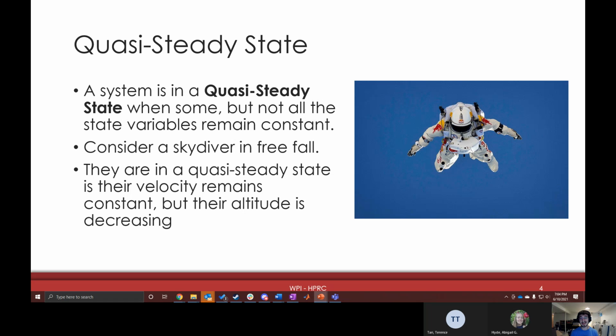Similar kind of thing, quasi-steady state. That's when a system has some but not all variables remaining constant. Just as an example, if you have a skydiver in free fall, they might have a constant velocity, but their altitude is quickly decreasing. So it's quasi-steady. Similar to just regular equilibrium, but not quite.